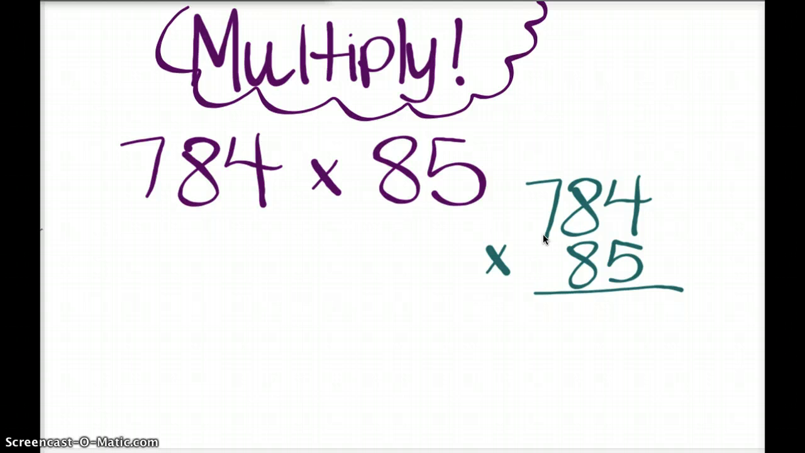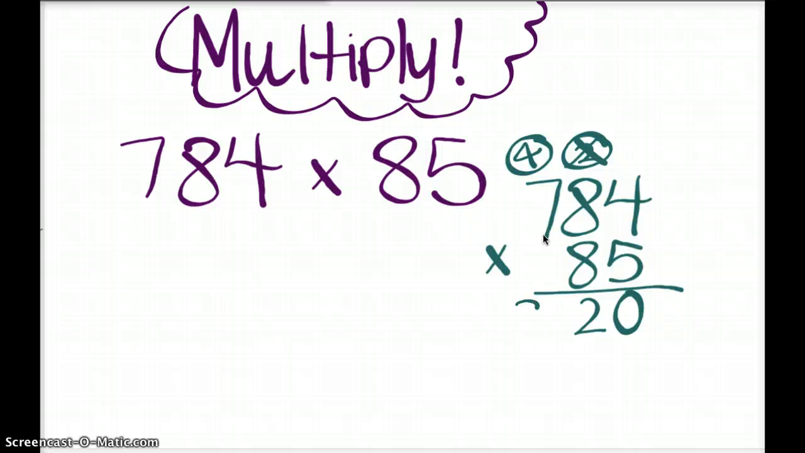So first you do 5 times 4, which equals 20. So you put the 0 down there and put the 2 over the 8. And then 5 times 8 equals 40, plus 2 equals 42. So you put the 2 down there and 4 up there. You cross out the 2. And 5 times 7 equals 35, plus 4 equals 39, so you put it all down there. And then you add a 0 for tens.